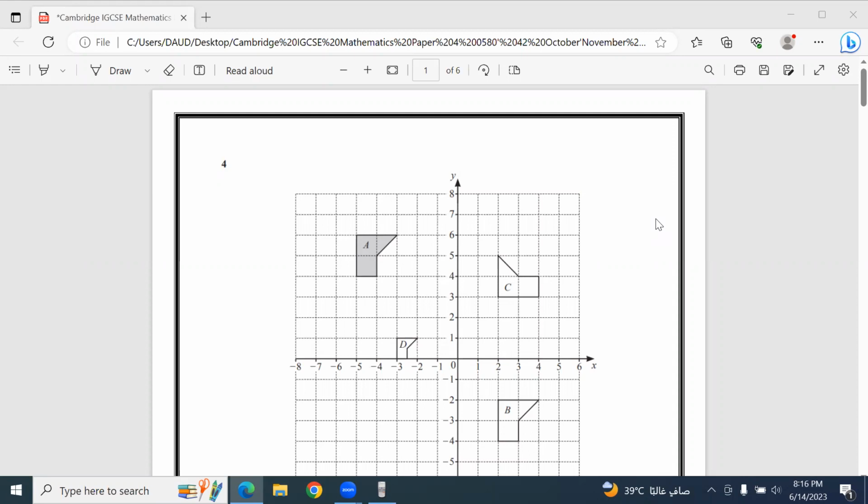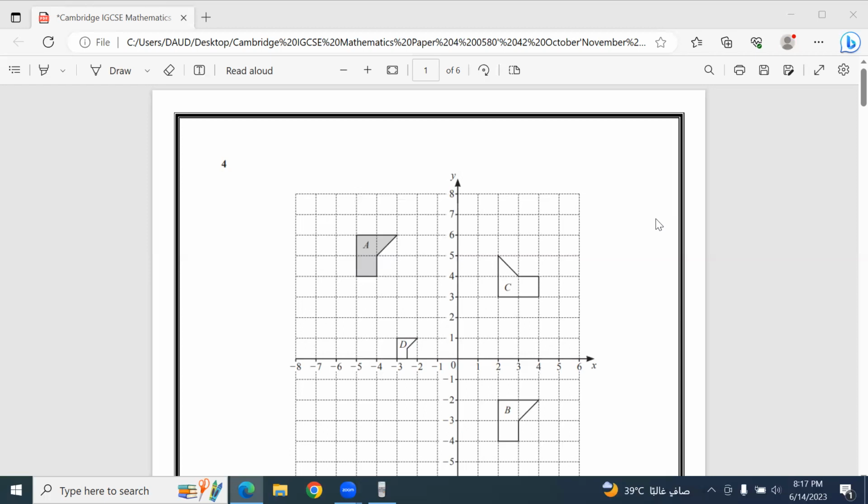This is the second part of the video of the Cambridge IGCSE Mathematics Paper 4 Extended, 0580/42, October/November 2022. We will continue our discussion from question number 4 onwards. Question number 4 is related to transformation.